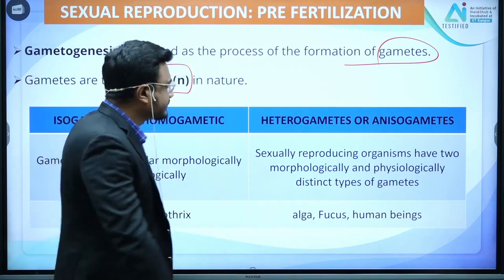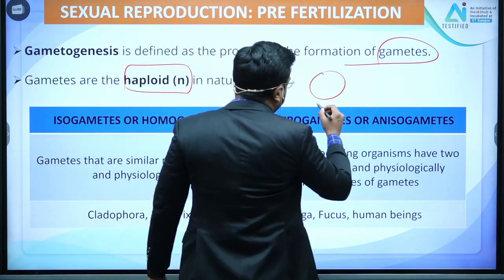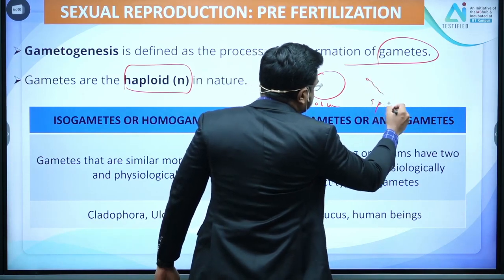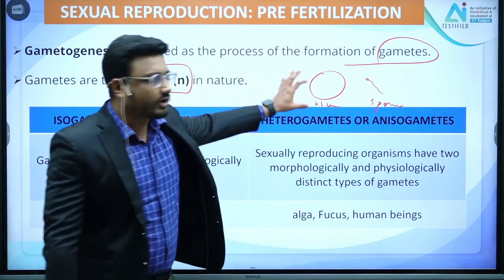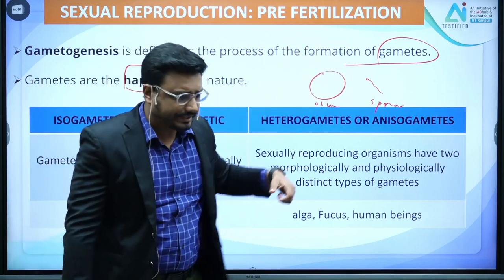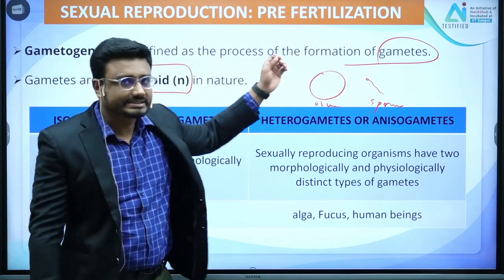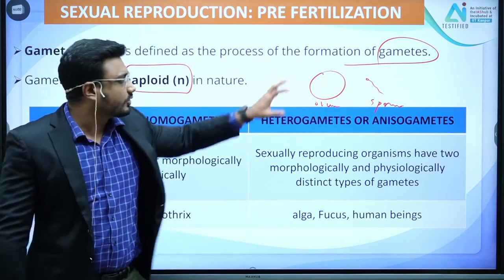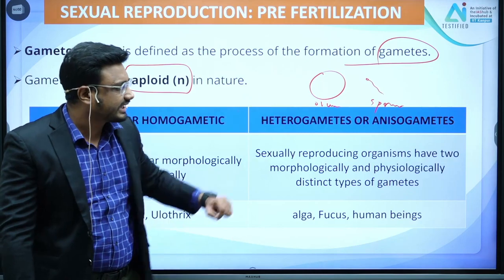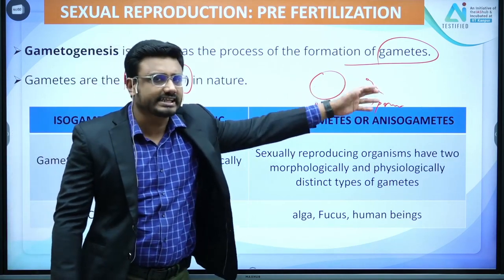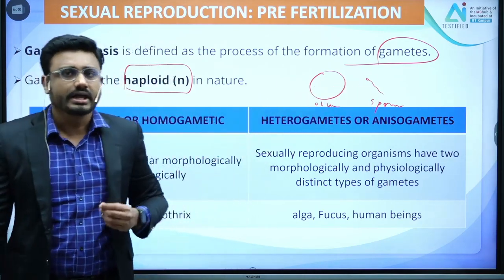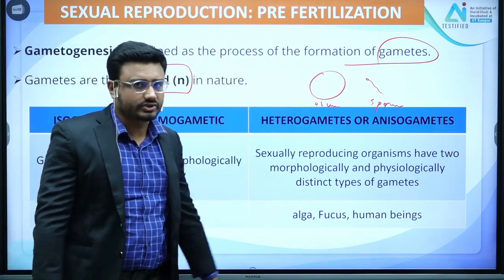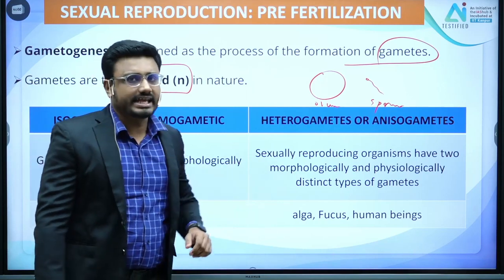So in human beings, we know that there is the ovum that is stationary, and the sperm that is motile. Both of them are morphologically and physiologically different. Also the ovum is large in size because the amount of cytoplasm in the ovum is more. Whereas the sperm is small in size, as the amount of cytoplasm in the sperm is less. So that is why they are an example of heterogametes or anisogametes, as they are morphologically and physiologically different.